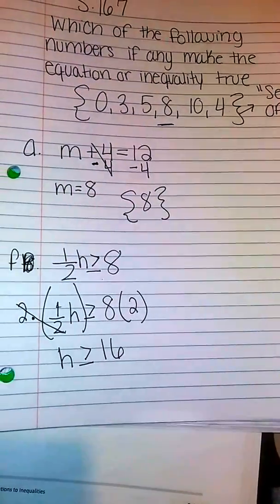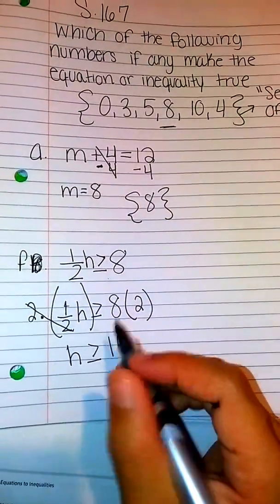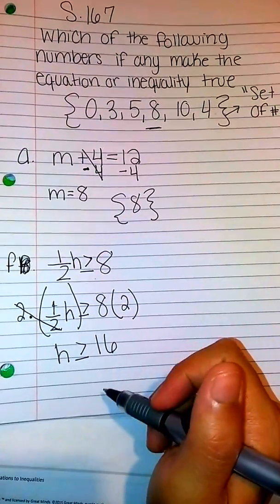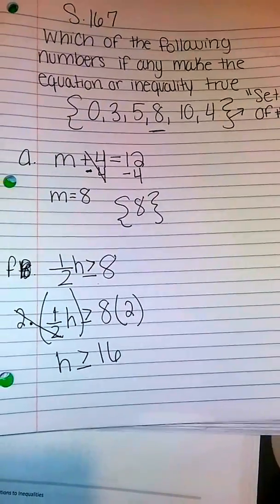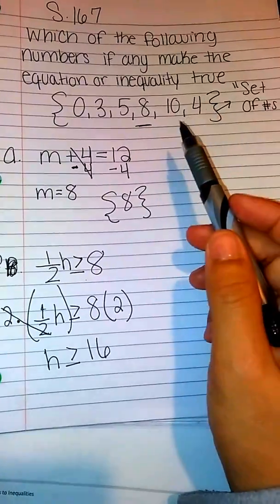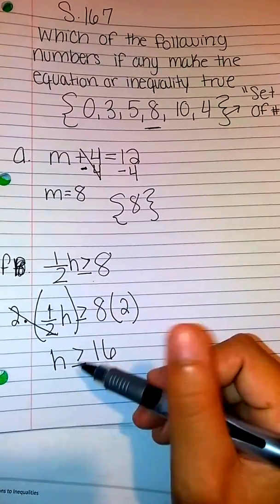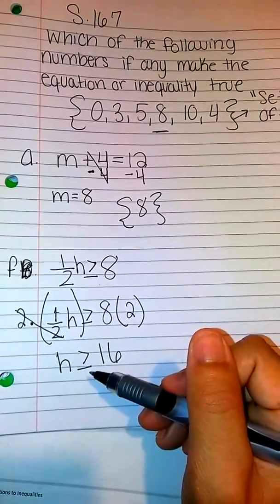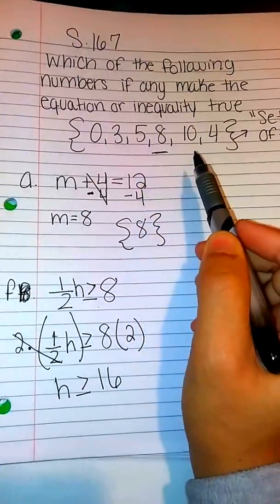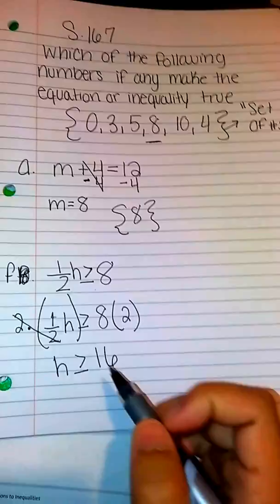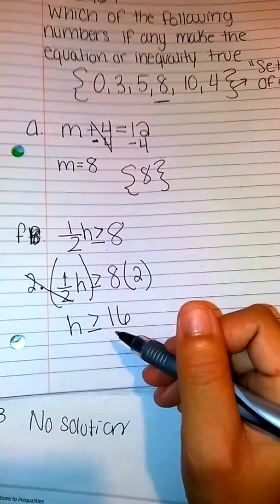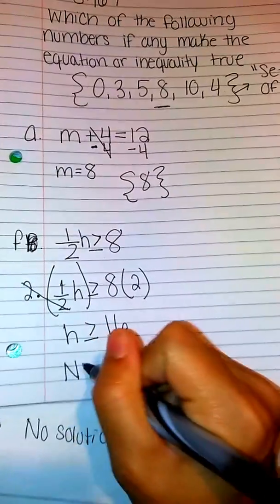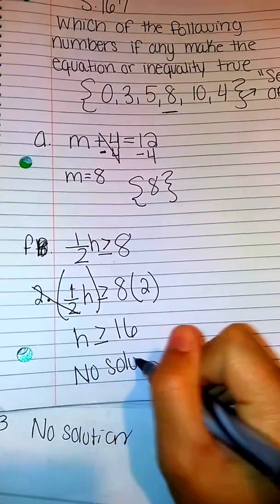Okay, so what you're going to do here is, remember, this is you solving for h, but you're now going to go back up to the set of numbers and see, is there any number in this set of numbers that satisfies h is greater than or equal to 16? Well, the largest number here is 10, so no, there's no number that is larger than 16. So your answer is going to be no solution.